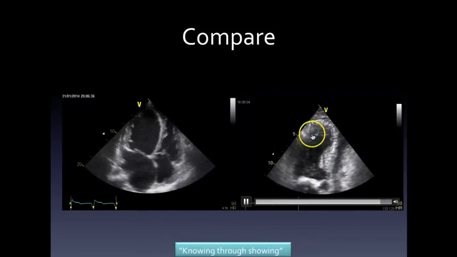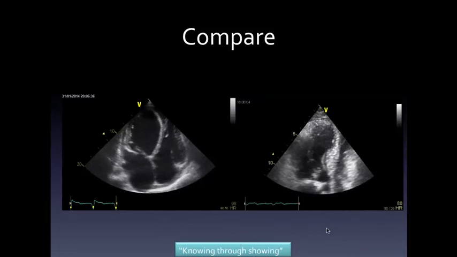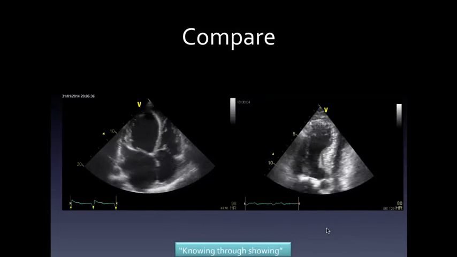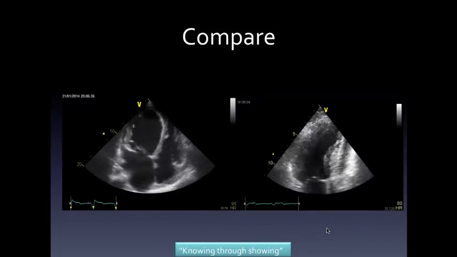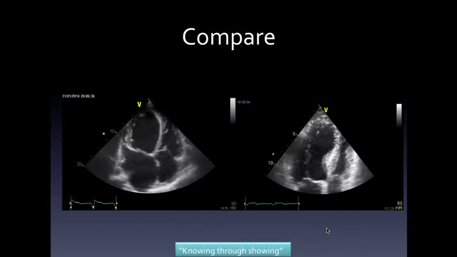So train your eye to look for thickening, not just movement. We all look for movement, but thickening is where it's at. Because thickening refers to shortening, and shortening translates to ejection fraction, cardiac output, and what matters.